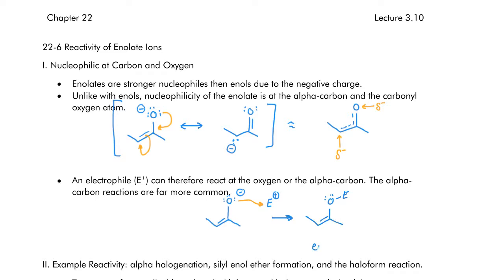So if we add an electrophile to the oxygen, we get an enol derivative, where we have some E attached to oxygen. I'll show you an example of that below. But if we react the electrophile at the alpha carbon, we get an alpha substituted carbonyl derivative. So now let's take a look at some examples of both of these reactions. I'll show you three: alpha halogenation, silyl enol ether formation, and the haloform reaction.